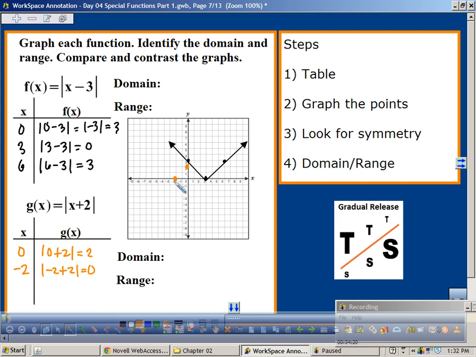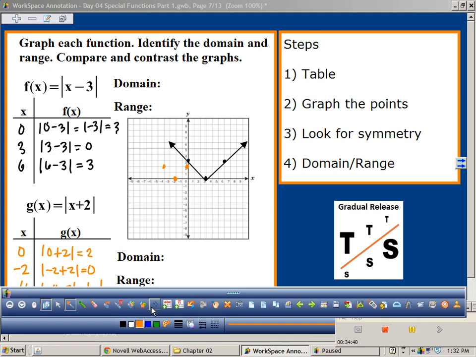Am I right? What's the next number I should test? Negative 4. Negative 4 plus 2 is negative 2, which is 2. If I plug in negative 4, I get 2. Remember the graph paper, okay, guys?